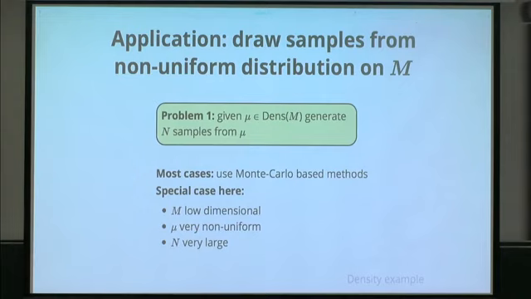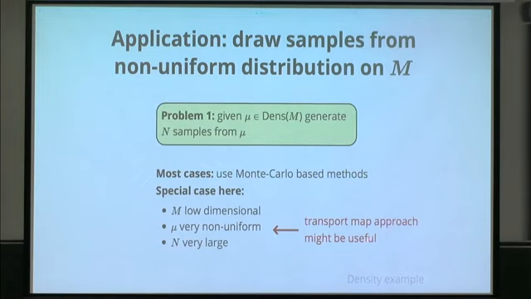So normally, in most cases I would say, the best choice is to use some sort of Monte Carlo based approach, right? But there are special cases where you could use other types of techniques, so the sort of transport type techniques. And that's when m is low dimensional, let's say dimension 2, 3, or maybe up to 4, but not so much higher. And your mu is very complicated, it's very non-uniform, and n is extremely large, let's say over 1 million, 10 million, something like that. In this case, it might be useful to use the transport map approach.